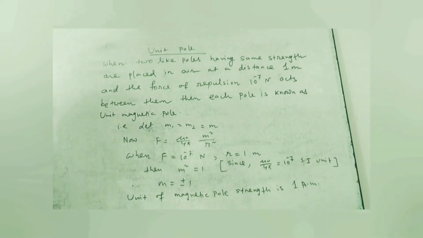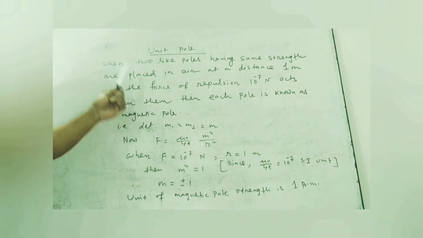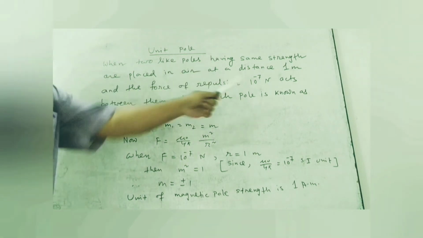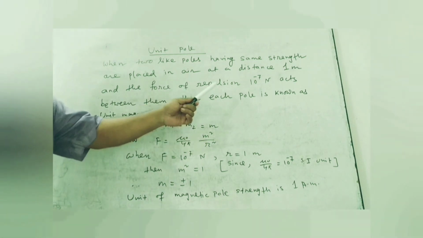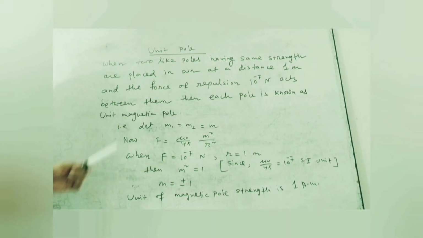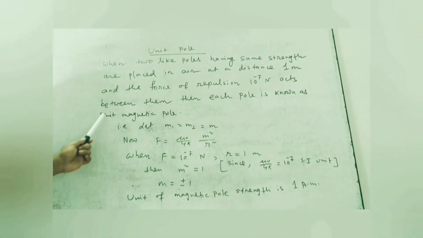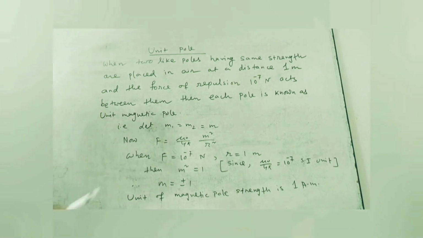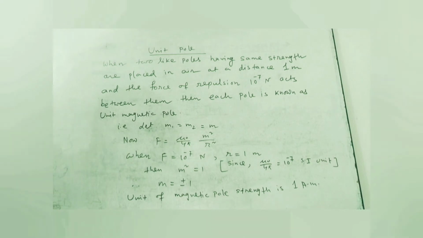Now we are going to discuss the unit pole. When two same poles having the same pole strength and equal in nature are placed at a distance of 1 meter in air, and if the repulsive force between them is 10 to the power minus 7 Newton, then each pole is considered a unit pole.